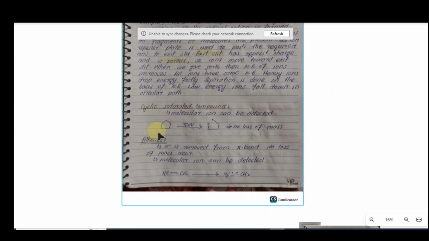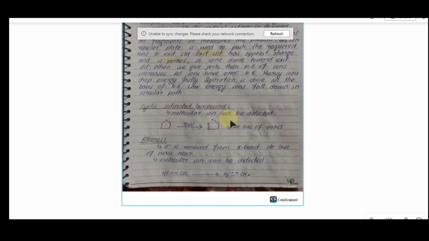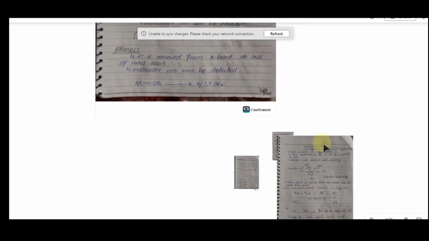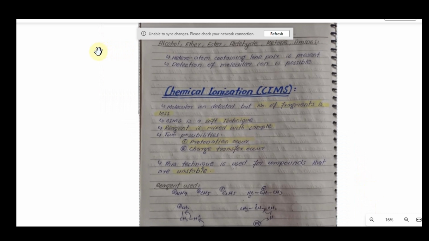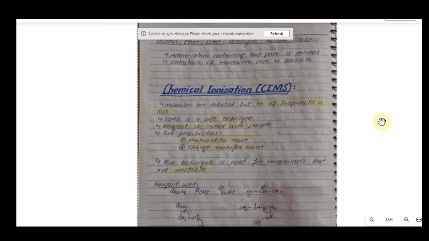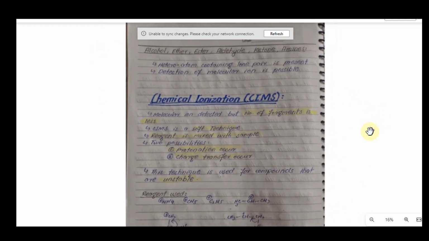So here we can say that the molecular ion can be detected in alkenes. The molecular ion will be formed, and such molecular ions can also be detected as there is no loss of mass. So we can say that molecular ions of cyclic saturated compounds and alkenes can be detected by the electron impact method. Similarly, alcohols, ethers, esters, aldehydes, and ketones all have heteroatoms, so their molecular ions can also be detected.